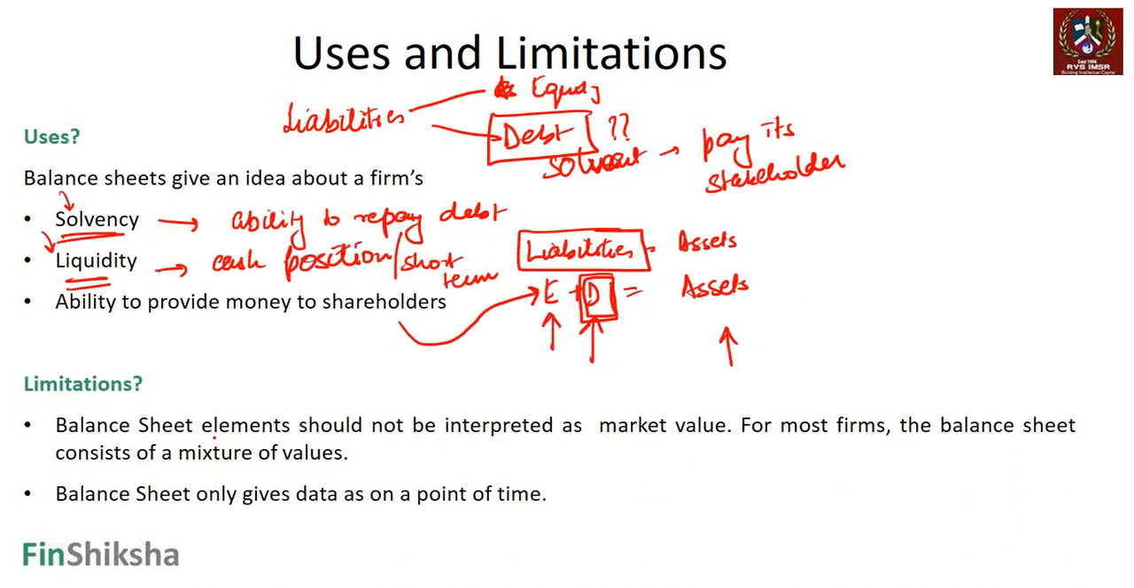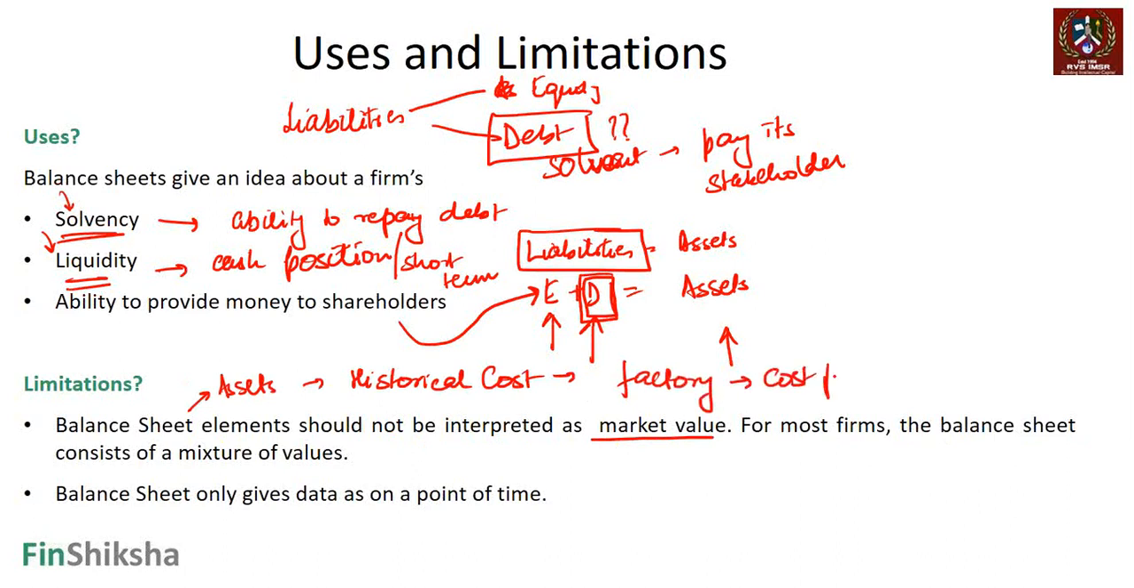Now, what are some of the limitations? Balance sheet elements should not be interpreted as market value. There is some backdrop to this. In terms of accounting, the balance sheet elements, especially the assets, are usually carried at historical cost, right? What do we mean by historical cost? So if I take a factory, I buy a factory, I will take it at the cost price. Even if the market price goes higher, I will keep it at the cost price at most points of time.